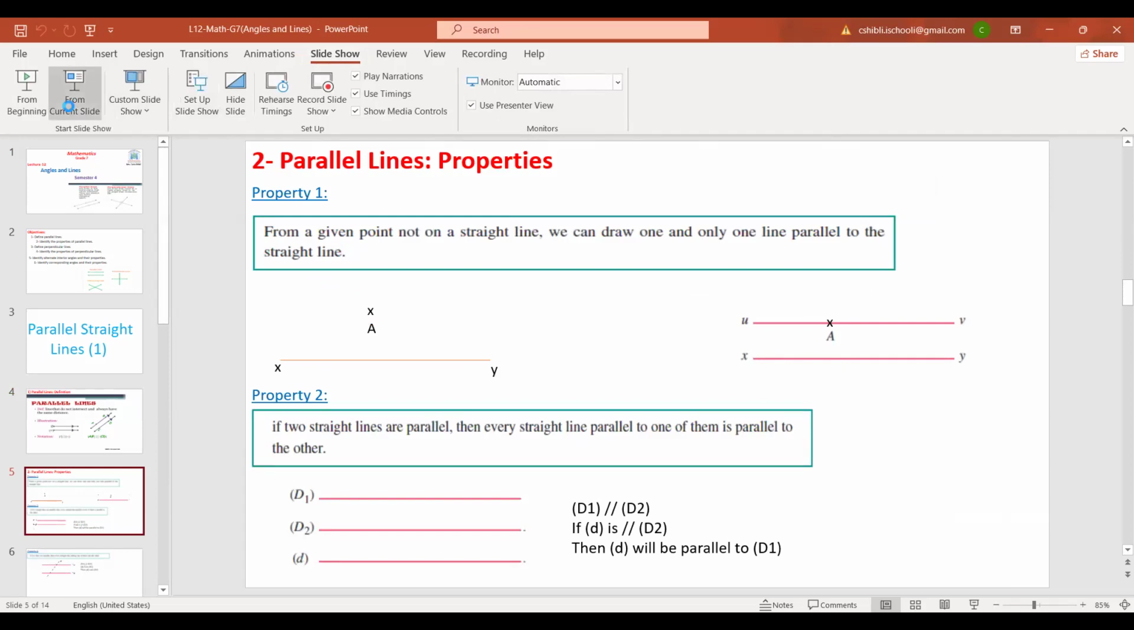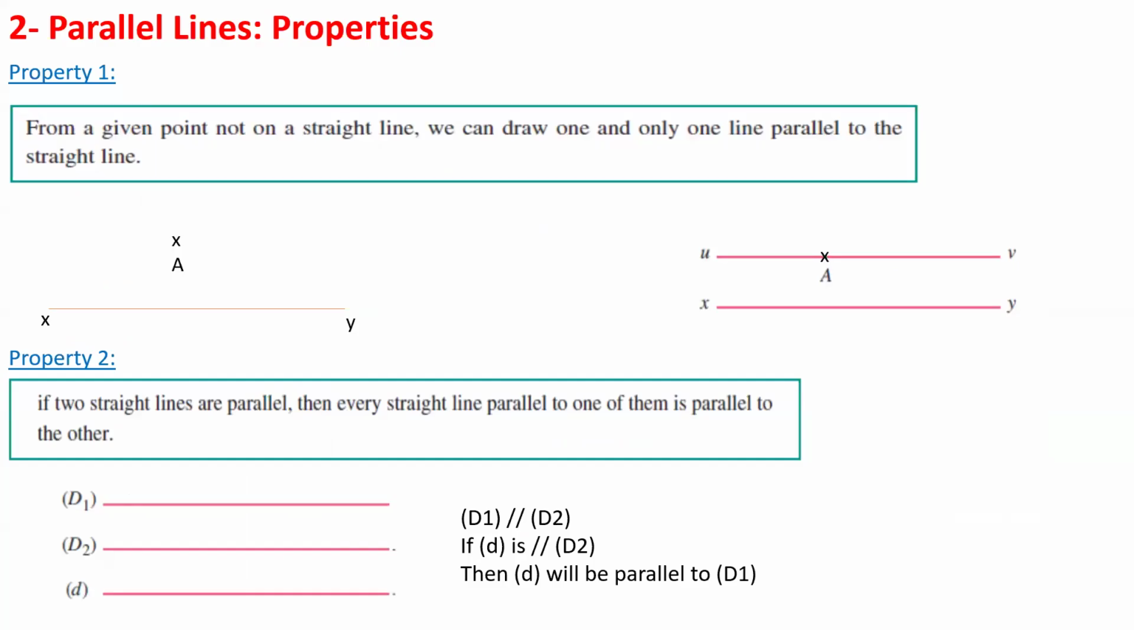Now, parallel lines properties. What are the properties of parallel lines? Property number 1, if we have any line XY, for example, and we have a point A outside this line XY, how many parallels passing through A can we draw to XY? Through a point not on the straight line, we can draw only one parallel line to the straight line. So through point A, only one parallel line, which is UV, can be drawn to XY. Now we can say that line UV and line XY are parallel.